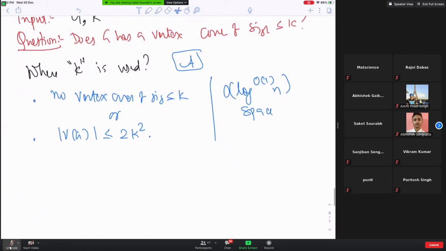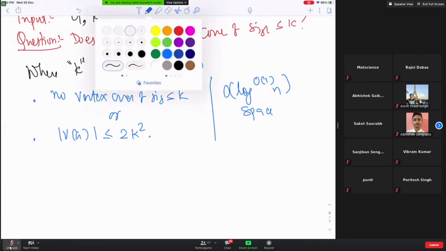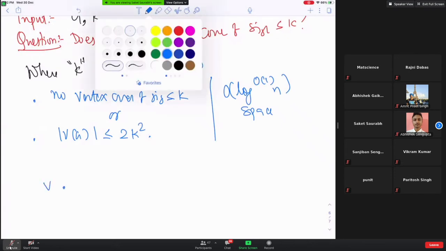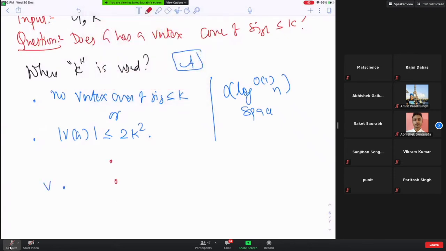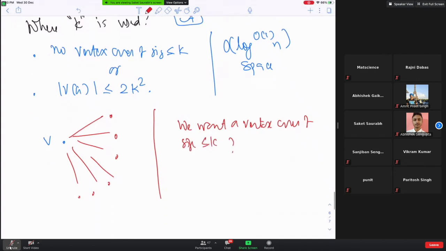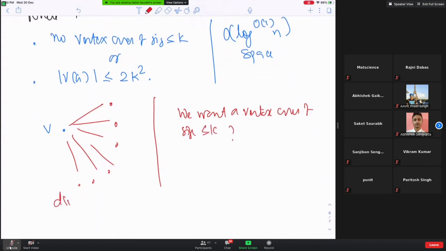Okay. So let me ask you the following question. If there is a vertex V which has degree at least K plus 1, can we say anything about this vertex and vertex cover? Look, what are we seeking? We want a vertex cover of size at most K. And I find a vertex whose degree of V is greater or equal to K plus 1. Can I say something?